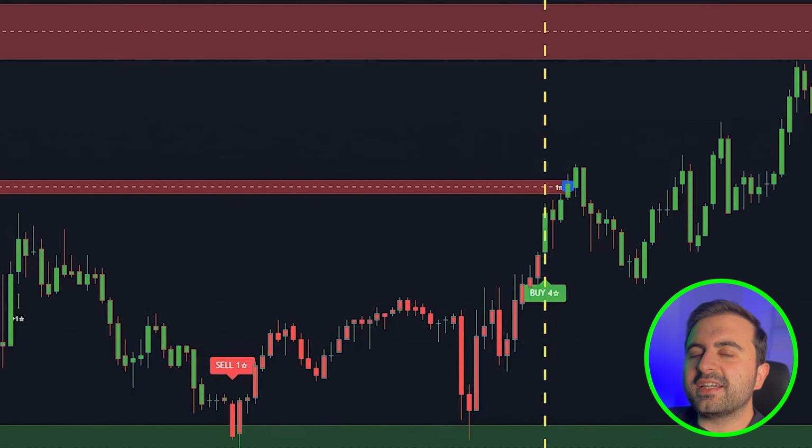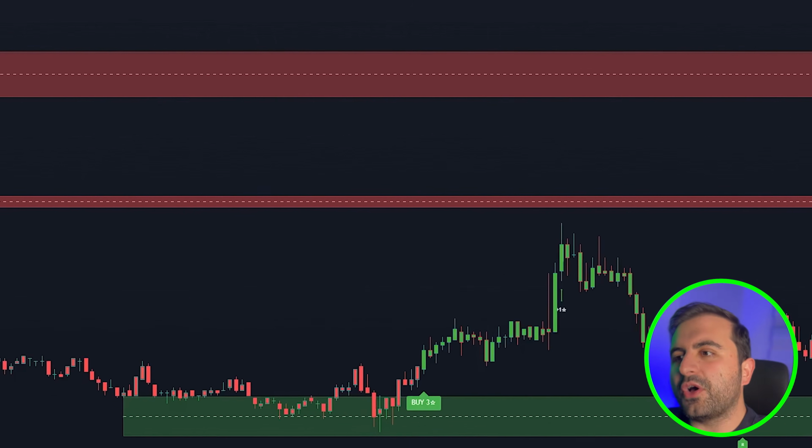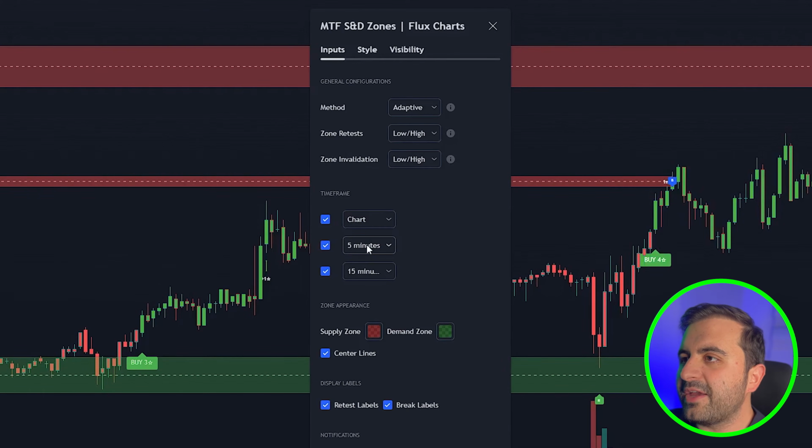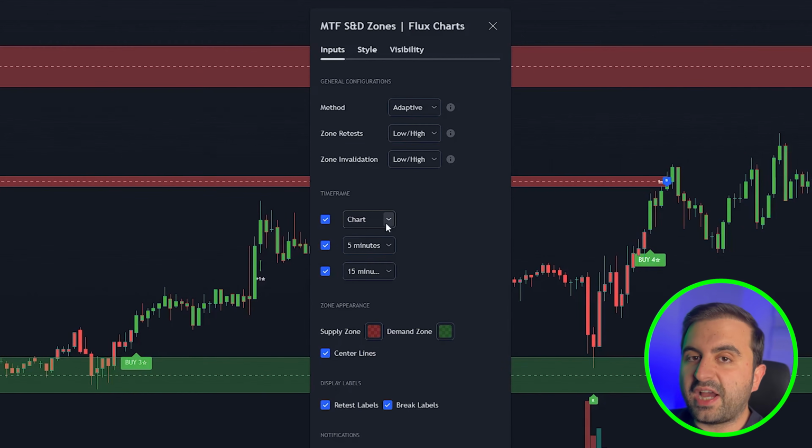Now let's take a look at the supply and demand zones indicator on our chart. But before that, let's head over to settings. All I changed is I have enabled the time frames for 5 minute and 15 minute also, and the first one is my chart time frame, which is 1 minute. Don't forget, we are trading the 1-minute S&P 500.